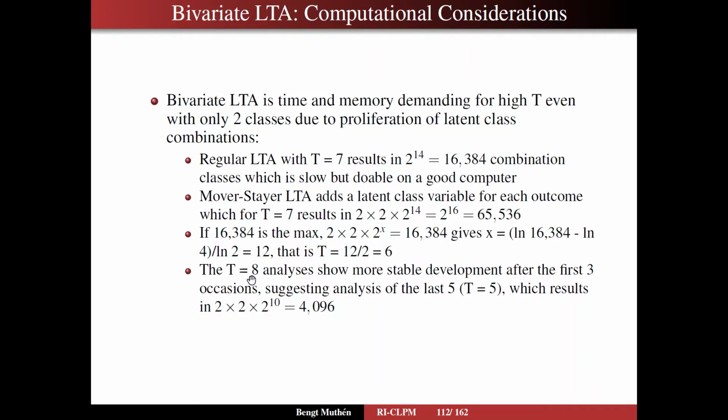Now the T equals 8 analysis of suicidal ideation and substance abuse, as we saw, shows more stable development after the first 3 occasions. So that suggested an analysis of the last 5 time points, so a T equals 5 analysis, which would end up, even with 2 mover-stayer variables, being quite manageable at a little over 4,000, which is a quarter of my maximum. So there you can go through a series of analyses without spending too much time.